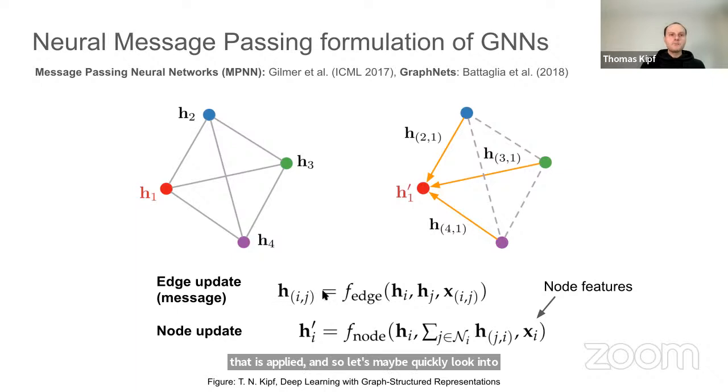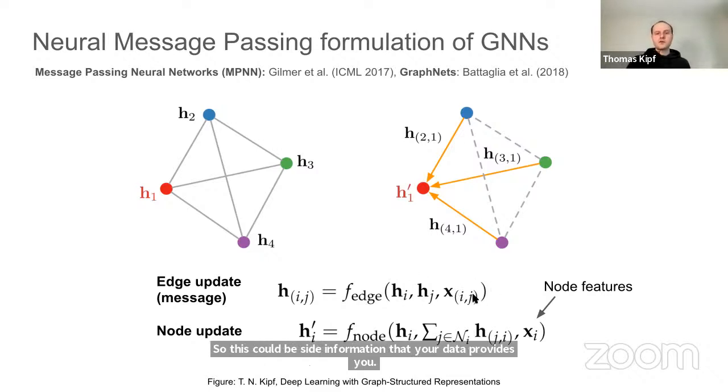So the edge update in this model takes into account both neighboring node features, both neighboring node embeddings. So h_i and h_j, as I mentioned earlier, are the learned or hidden features of your network from each layer that describe node i and node j here. And node i and node j are really two connected nodes in this graph. And then you maybe even have some additional side information, edge features x_ij. So this could be side information that your data provides you. This is something that the model can also take into account in every layer.